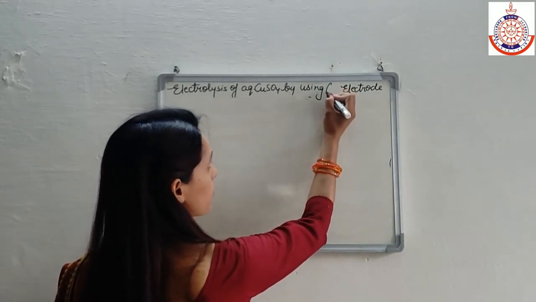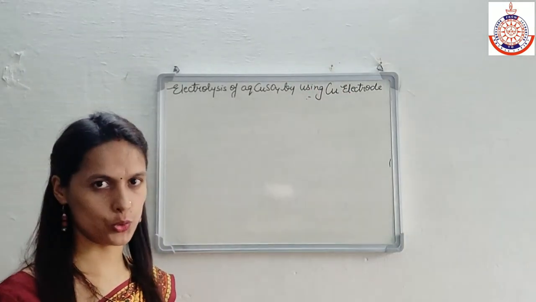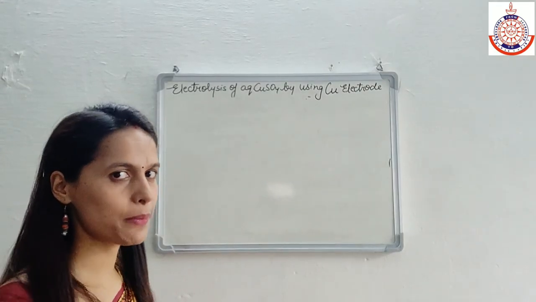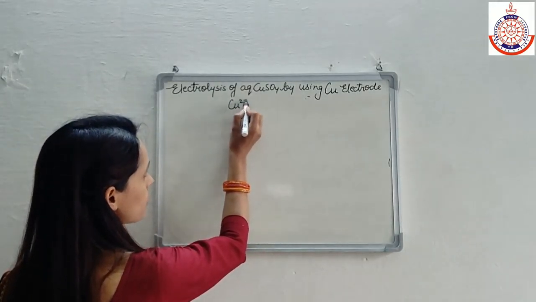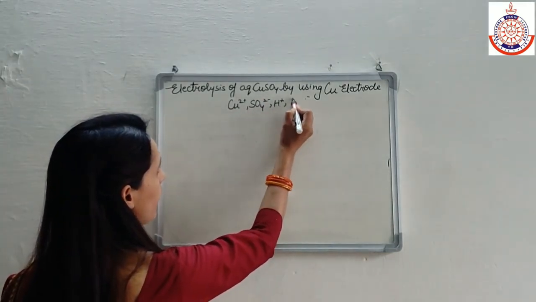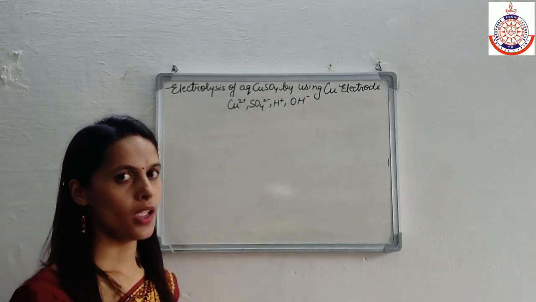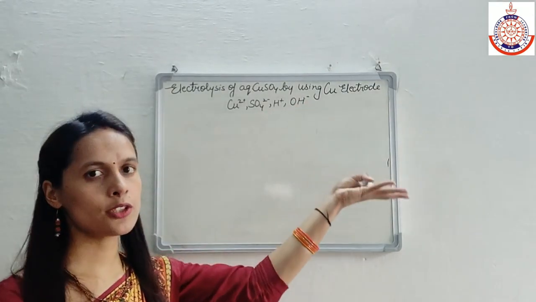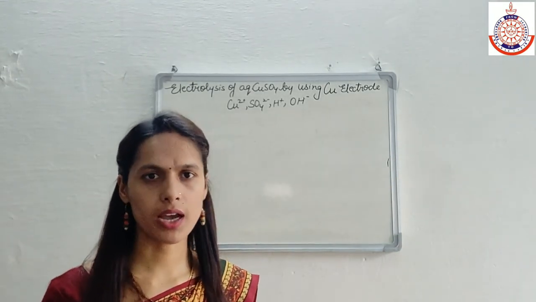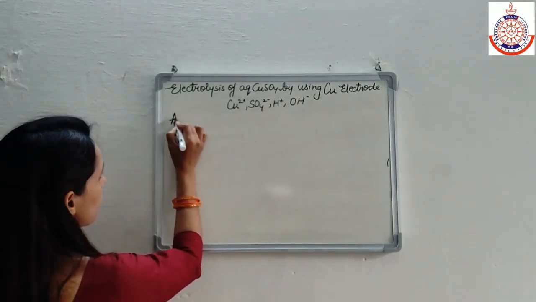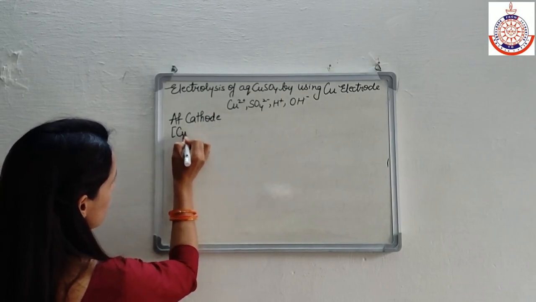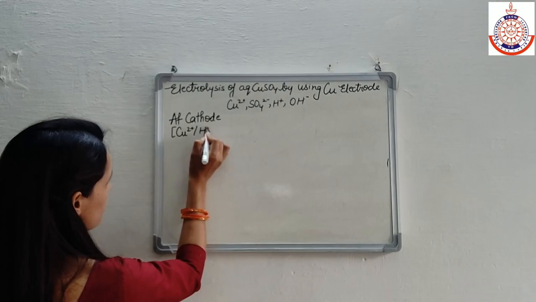Now this time I am using copper electrode. Because it is aqueous CuSO4, again we have 4 types of ions in the solution: Cu2 positive, SO4 2 negative, H positive and OH negative. Now Cu2 positive and H positive will move towards the cathode, and SO4 2 negative and OH negative will move towards the anode. Again the same process. At the cathode we have Cu2 positive and H positive.